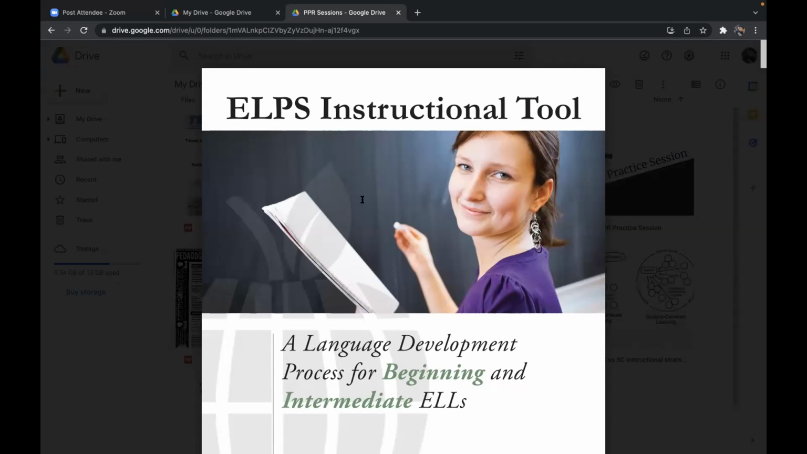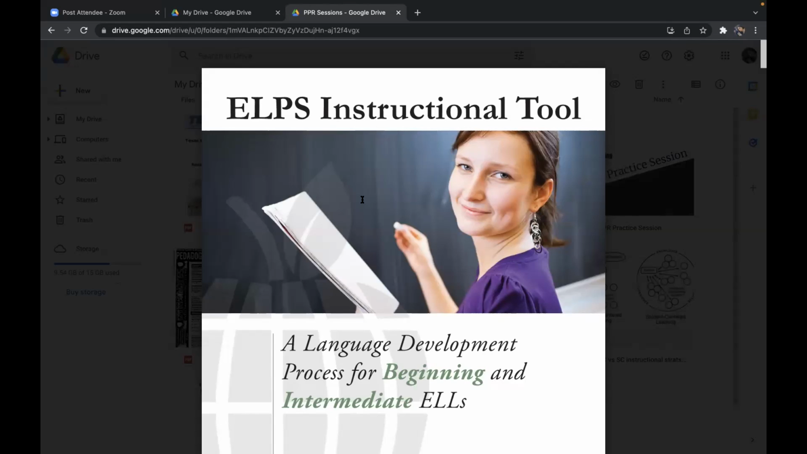Now, they'll tell you, Miss Salceda has a classroom with several ELL beginner and intermediate students. So they will tell you what type of ELL they are. And you have to know, okay, this is what beginners can do.